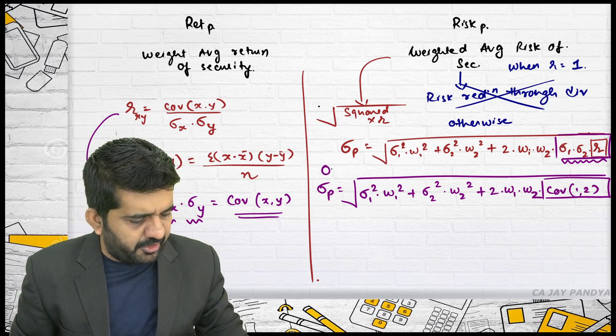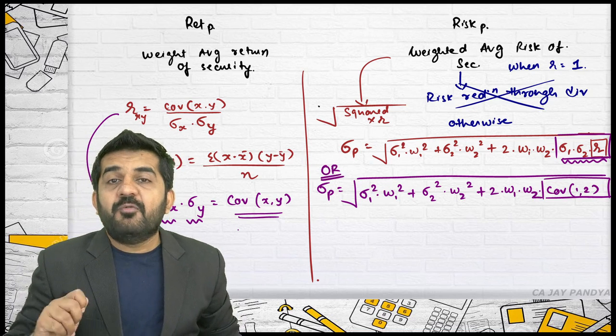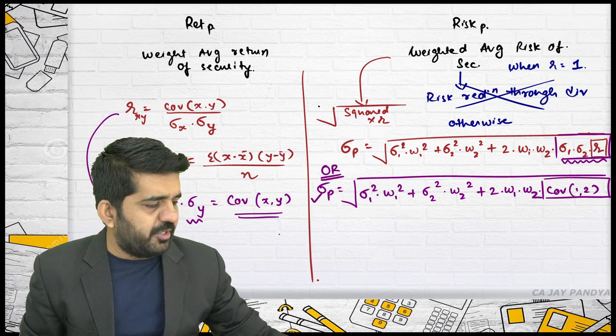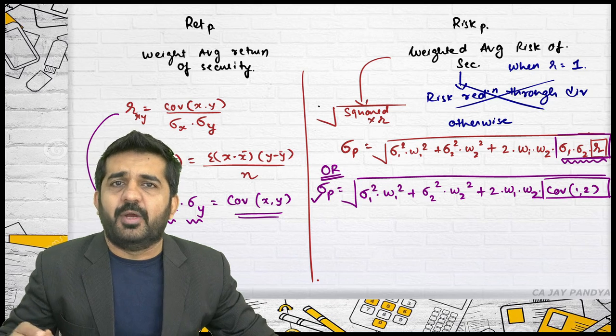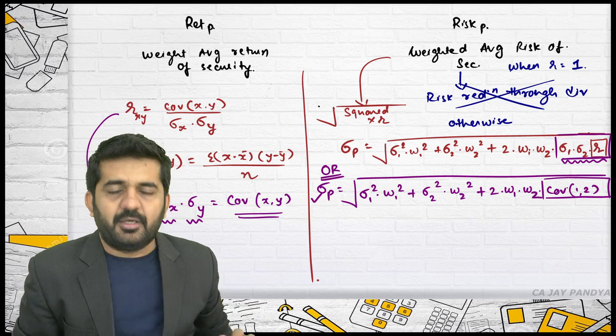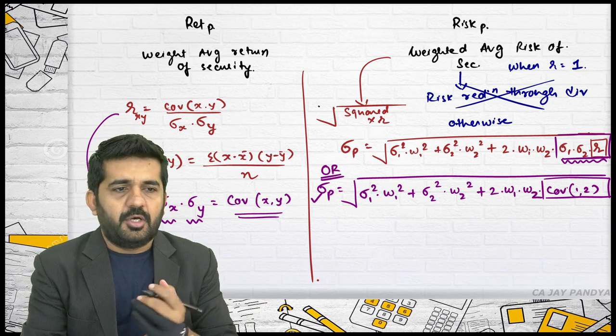It is just an alternate formula which you can use when covariance is directly given. This will be useful, because then we don't have to derive standard deviation of 1, 2 and R. We can directly use covariance of 1, 2 and answer this particular point.